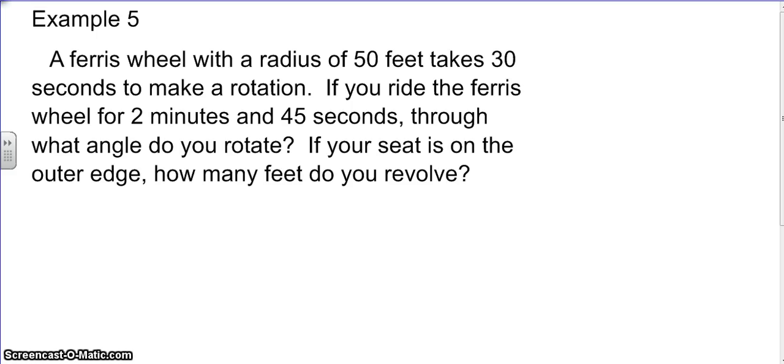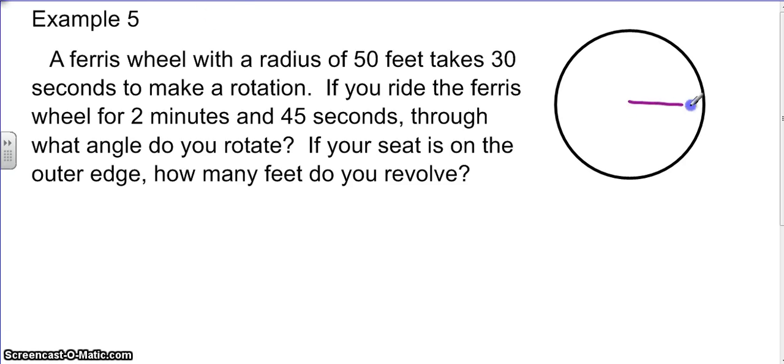So what I want to think about is the Ferris wheel is a circle. My radius is 50 feet. And it takes 30 seconds to start here and go all the way around once. But I'm not just going around once, I'm going to do this for 2 minutes and 45 seconds, and I need to know what angle that I've made.